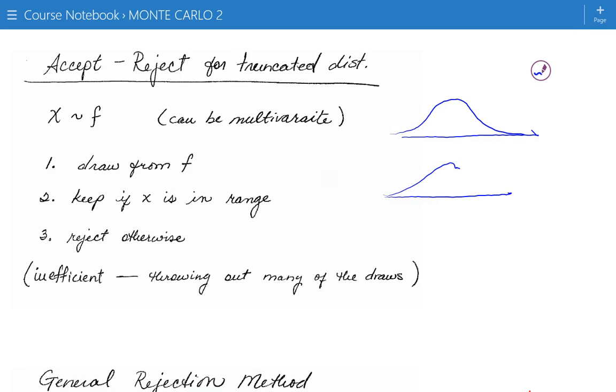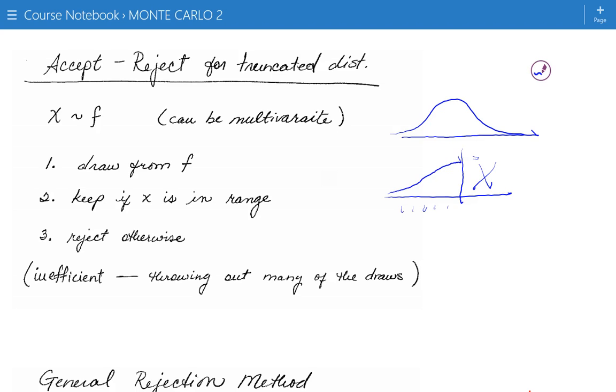I actually want, let me redraw that a bit, part of the distribution, so I'm truncating it here. I don't want this part. All I want is a draw from this distribution.